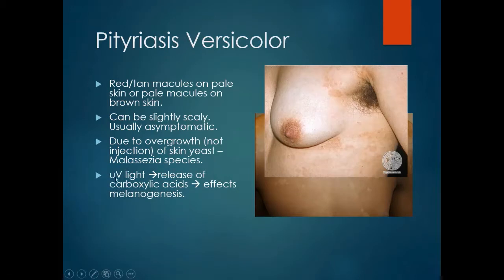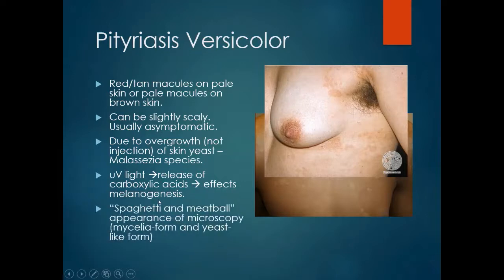And what happens here is UV light reacts with carboxylic acids, which are released by the organism, and that affects melanogenesis. Under the microscope, you may have a spaghetti and meatball appearance, where you get mycelial forms and yeast forms, and under the microscope this can be a typical finding.